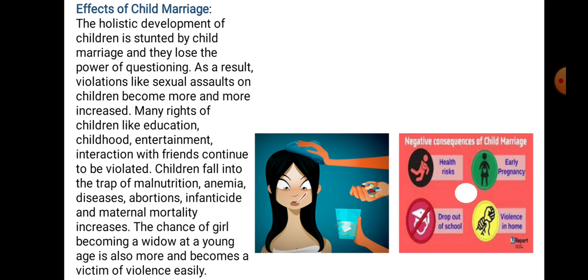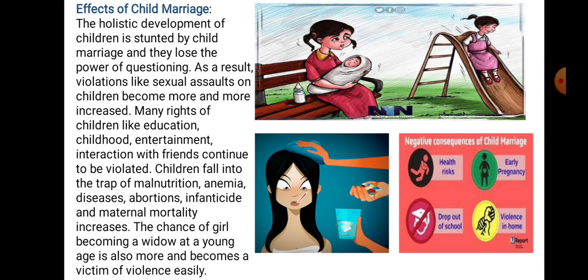Now let us see what are the effects of child marriage. The holistic development of children is stunted by child marriage and they lose the power of questioning. As a result, violations like sexual harassment of children have become more frequent, and it has increased. Many rights of the children like education, childhood, entertainment, interaction with friends continue to be violated. Children fall into the trap of malnutrition, anemia and such kinds of diseases, abortions take place, infanticides, killing of small babies, and maternal mortality may also increase.